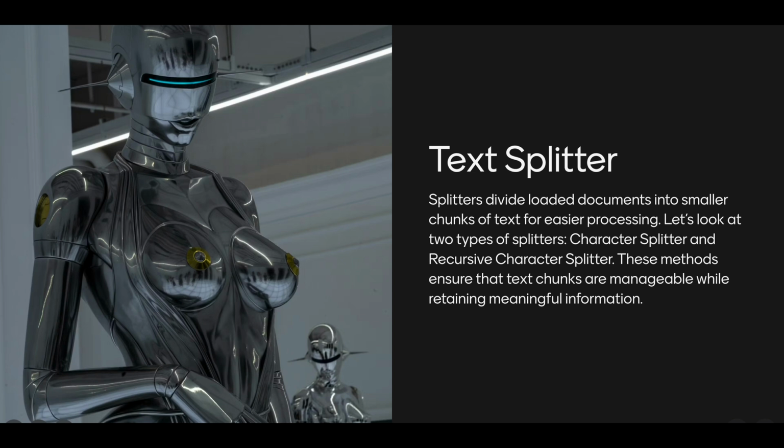First is the text splitter. A splitter divides the loaded documents into smaller chunks of text for easier processing. Let's look at two types of splitter. First is the character splitter, another is the recursive character splitter. The character splitter splits the text based on a specific character and measures the chunk length by the number of characters. The recursive character splitter tries to split the text into paragraphs first, then sentences, and finally words. It maintains semantic integrity by keeping related pieces of text together.